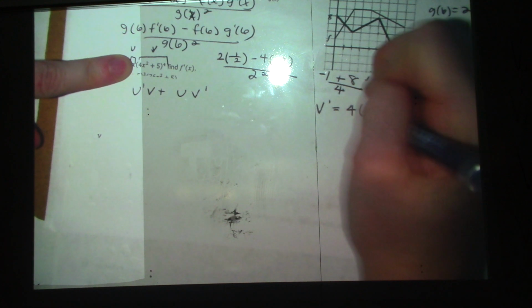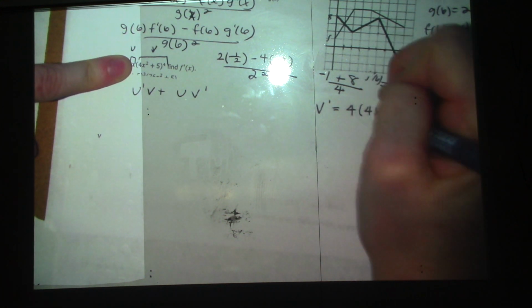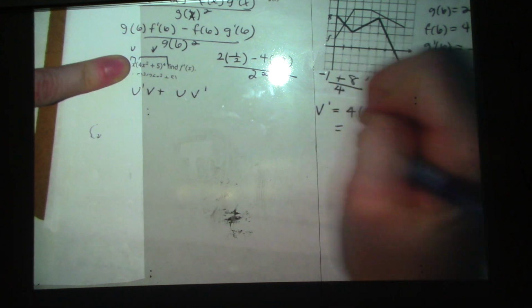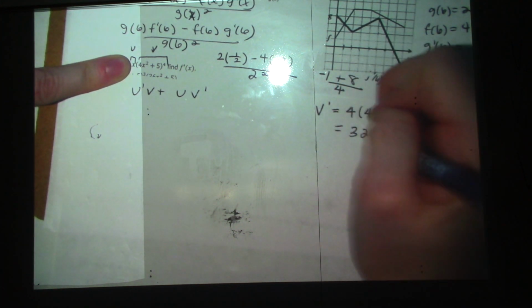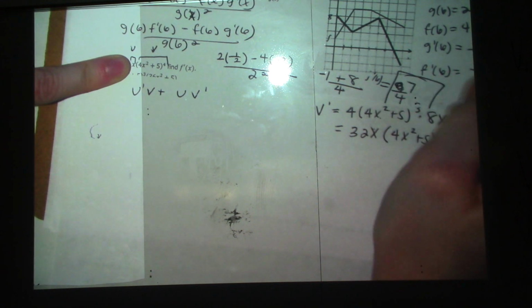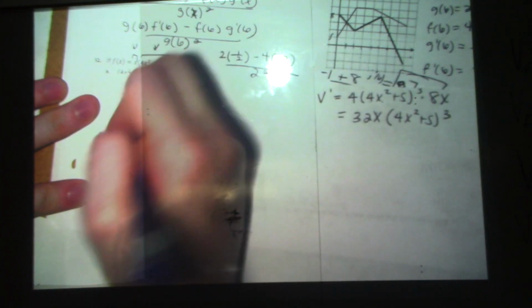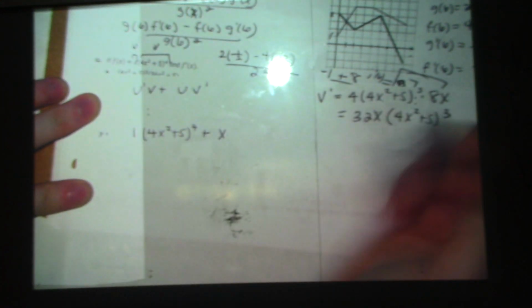Bring the 4 down, 4x squared plus 5, that's now cubed, and I'm going to need to multiply by the derivative of the inside, which would be 8x. So that's just 32x times 4x squared plus 5 cubed. And then now I can plug in u prime, derivative of x is just 1, times v, which I'm not doing anything to, plus u, which is just x, times the v prime, which we just found, 32x times 4x squared plus 5 cubed.